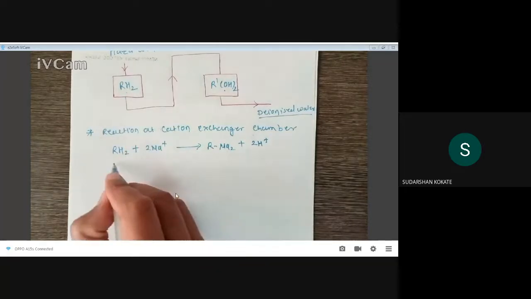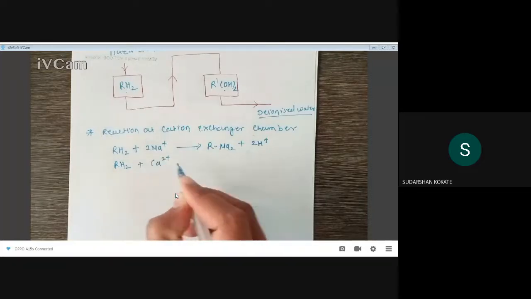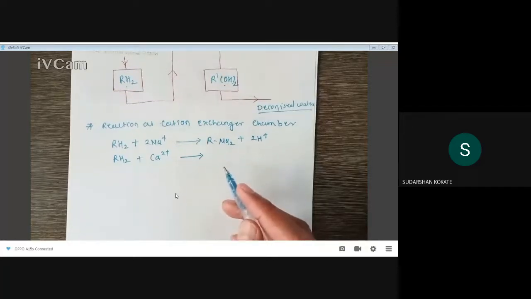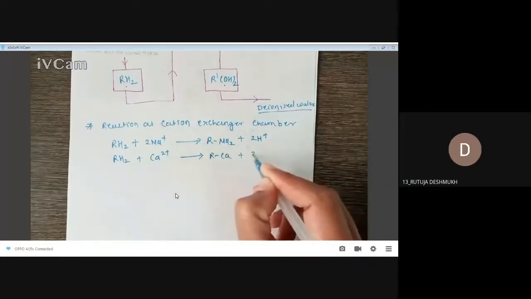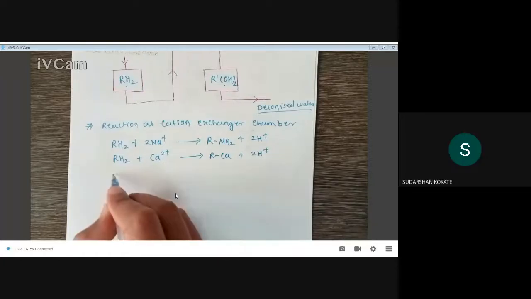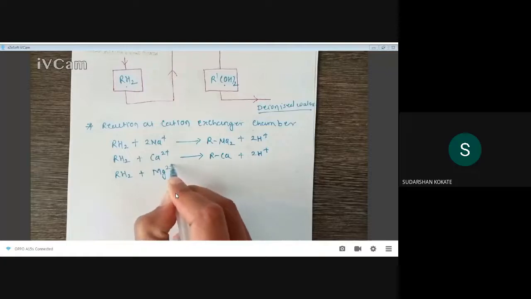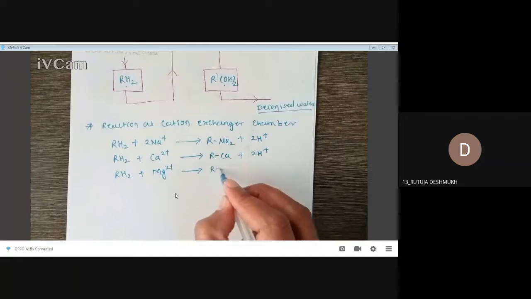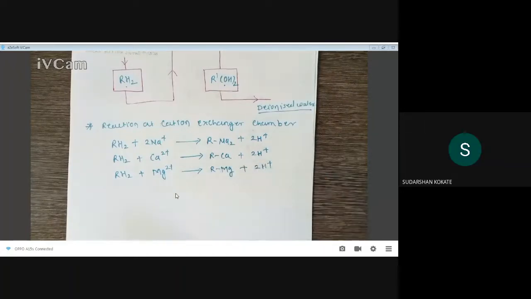In case calcium 2 plus, right, RH2 plus calcium 2 plus. So what happened here? RCa plus 2 H plus. Suppose in case magnesium 2 plus impurity is there, then it can form RMg plus 2 H plus ion, right?